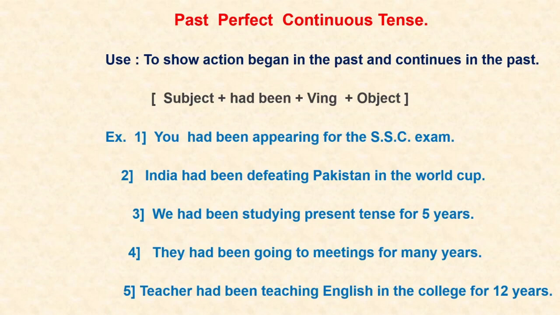Teacher had been VING. This is the formula of the past perfect continuous. All the actions of appearing, defeating, studying, going and teaching began in the past and continued in the past. There is no connection of those actions with the present. They began in the past and ended in the past. So these are the formulas of the past tenses: simple past, past continuous, past perfect and past perfect continuous tense.